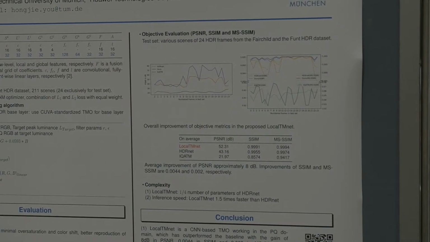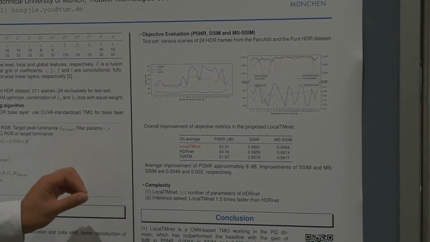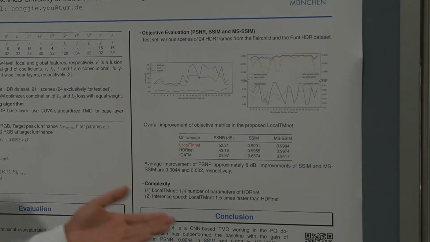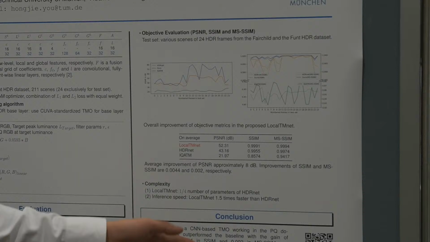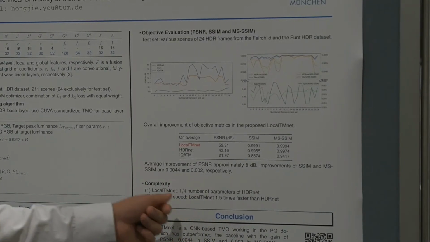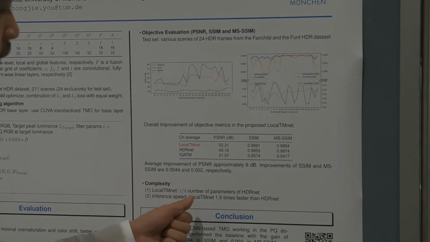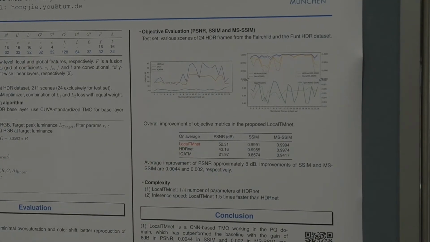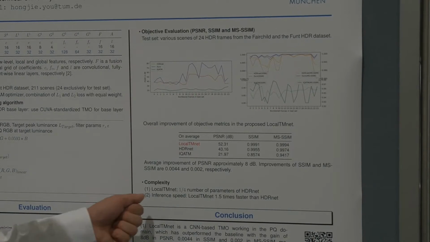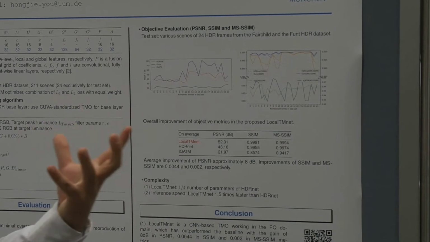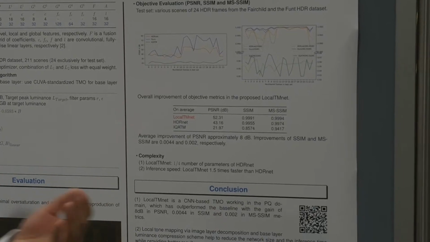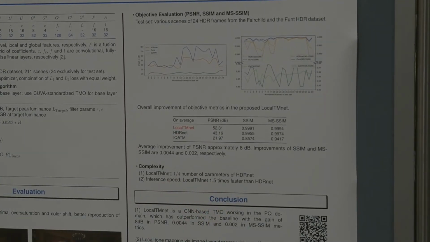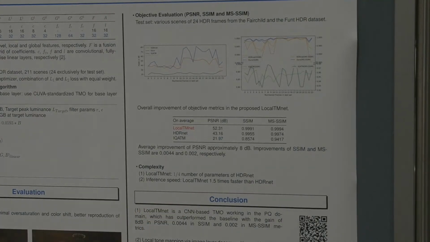For the complexity, because we were able to compress the image on the luminance channel instead of on the 3 RGB channels, we reduce the complexity of the neural network itself. It's only left with 1/4 the number of parameters of the original HDRNet in our comparison pipeline. And of course, since you're reducing the network size, you're increasing the inference speed. During inference, it's 1.5 times faster than the baseline model.